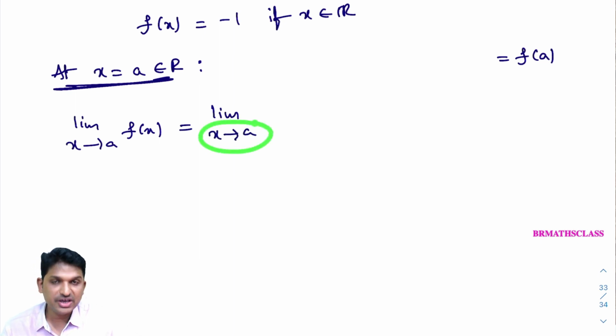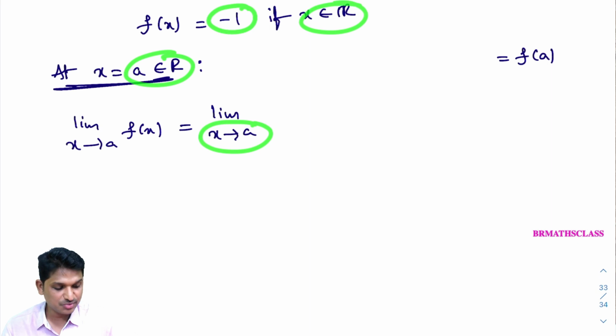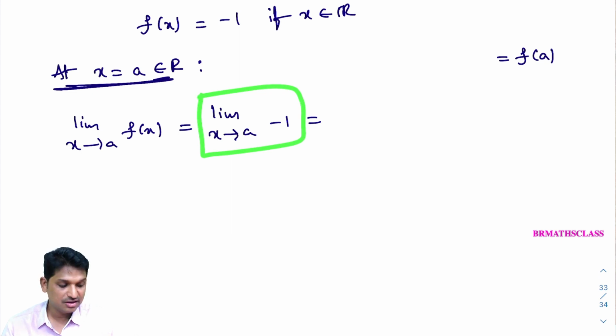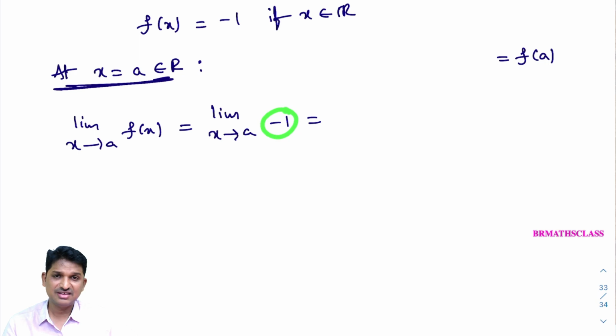x approaches a. What is a here? a is a real number. When a is a real number, what is the function? The function is minus 1. So you write here minus 1. Now we need to calculate this. In the given function, wherever x is there, we will write the value. In the given function, there is no x. So what is the answer? The answer is minus 1.